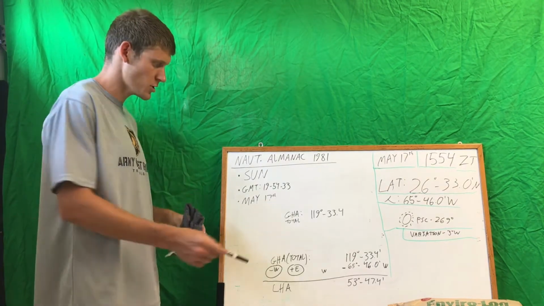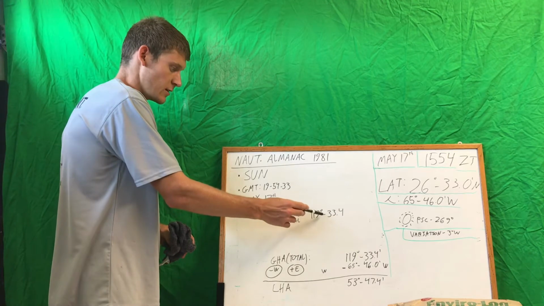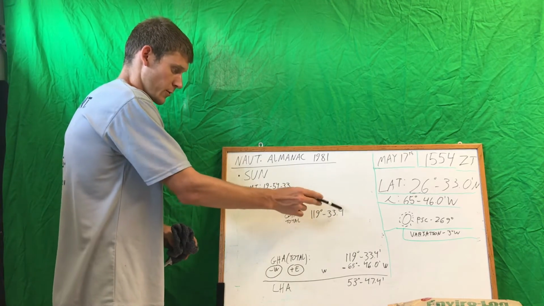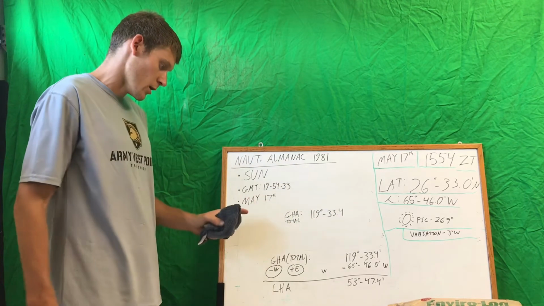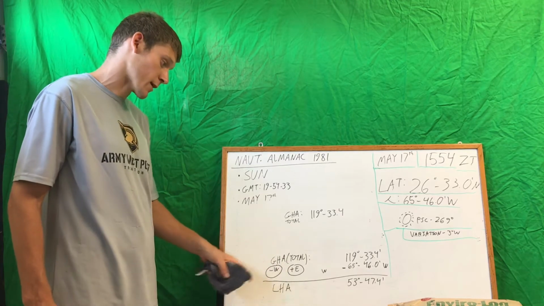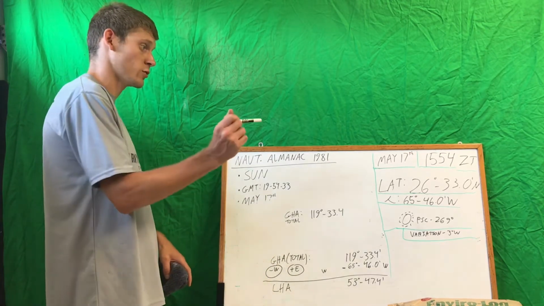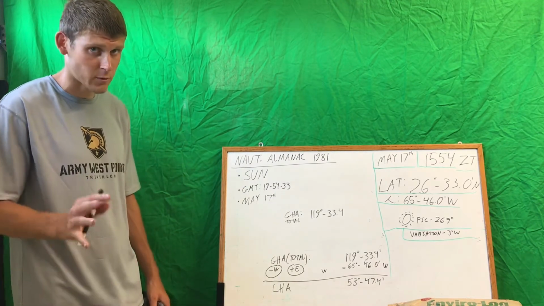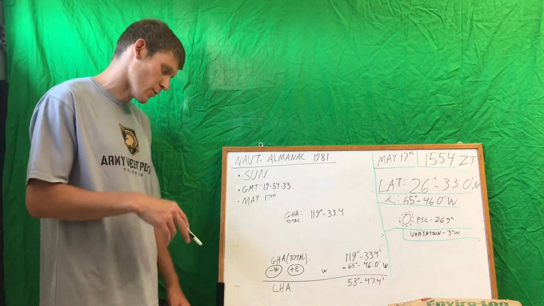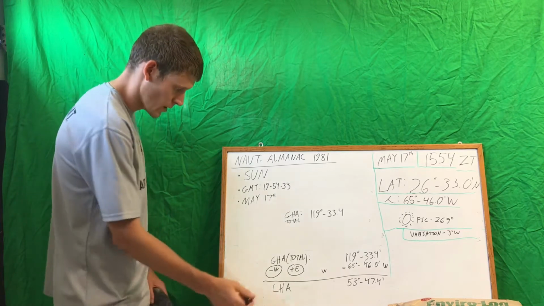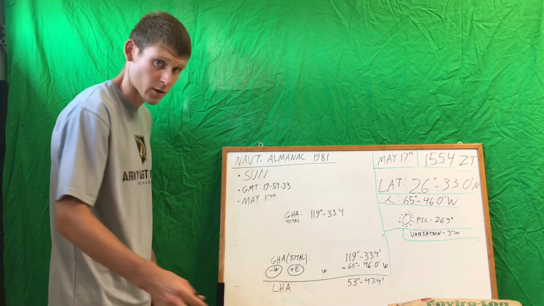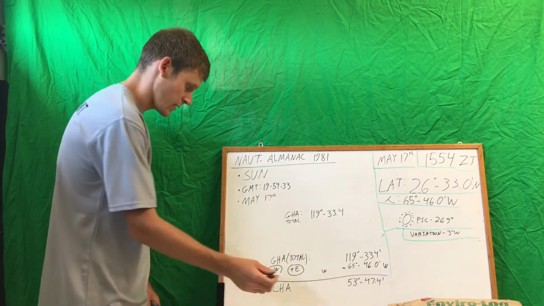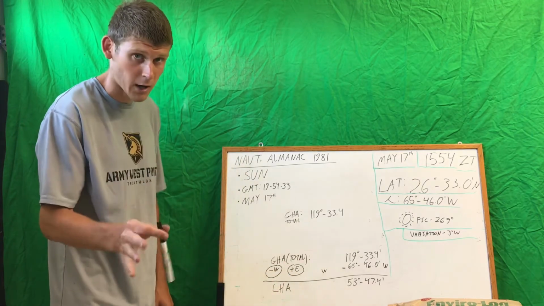Alright, so our GHA total was 119 degrees, 33.4 minutes. Now we're going to subtract our longitude because our longitude is west. Now, this is different from the zone description, so don't get these mixed up. When you're dealing with GHA, any degrees that are west are going to be negative, and any degrees that are east are going to be positive.